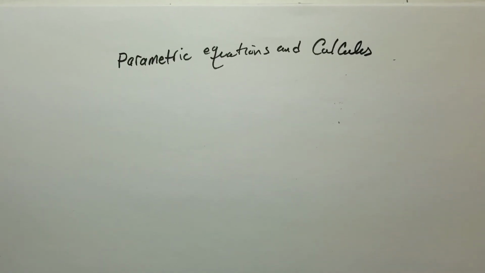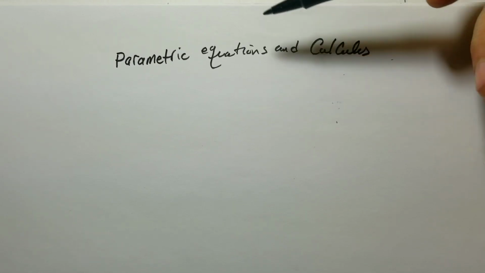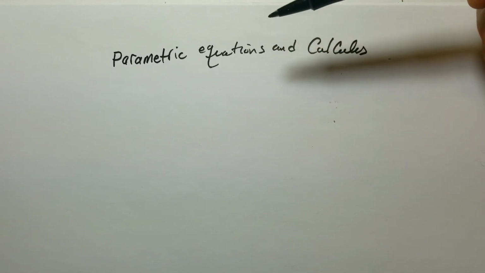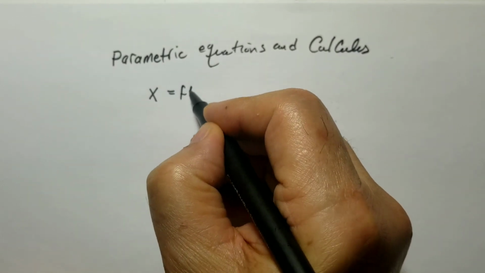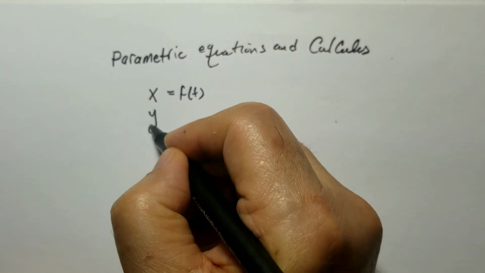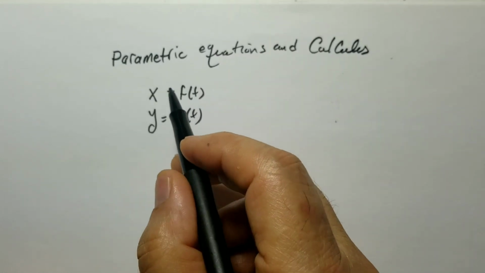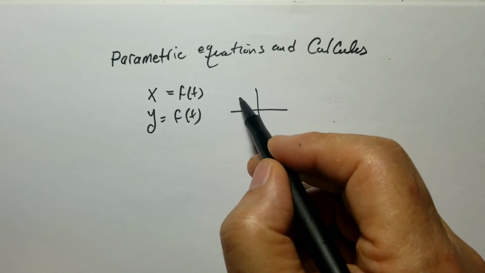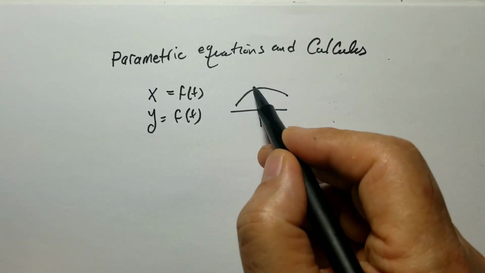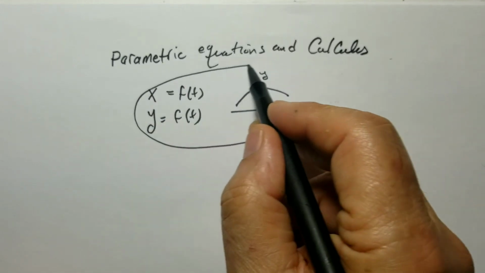Hello. In this short video, we're going to talk about parametric equations. Remember, in the previous video, we defined x as a function of time. We defined y as a function of time. And we said a pair of equations with the graph of it is called a plane curve. Therefore, this is a plane curve.